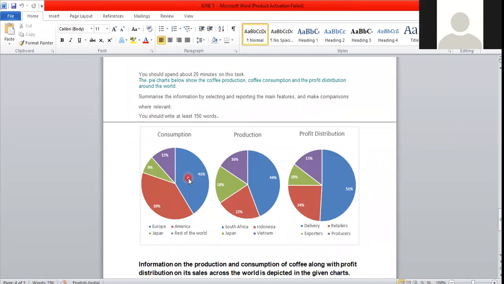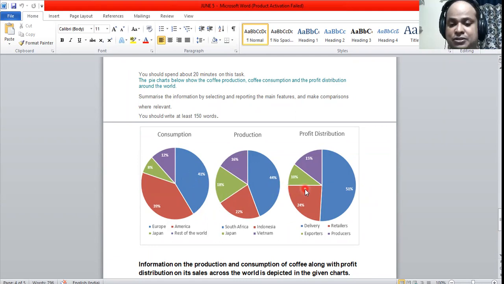Now I have to move on to the next index, that is the profit distribution. The profit distribution is the highest for the coffee delivering system, and 24% of the profit goes to the retailers, 10% of the whole profit goes to the exporters, and just 15% is for the producers of the coffee. So only 15% is for the producers, the rest all for the distributing chain. So we have exporters, retailers, and the delivering systems, the distributing systems consuming the most profit share from the coffee.